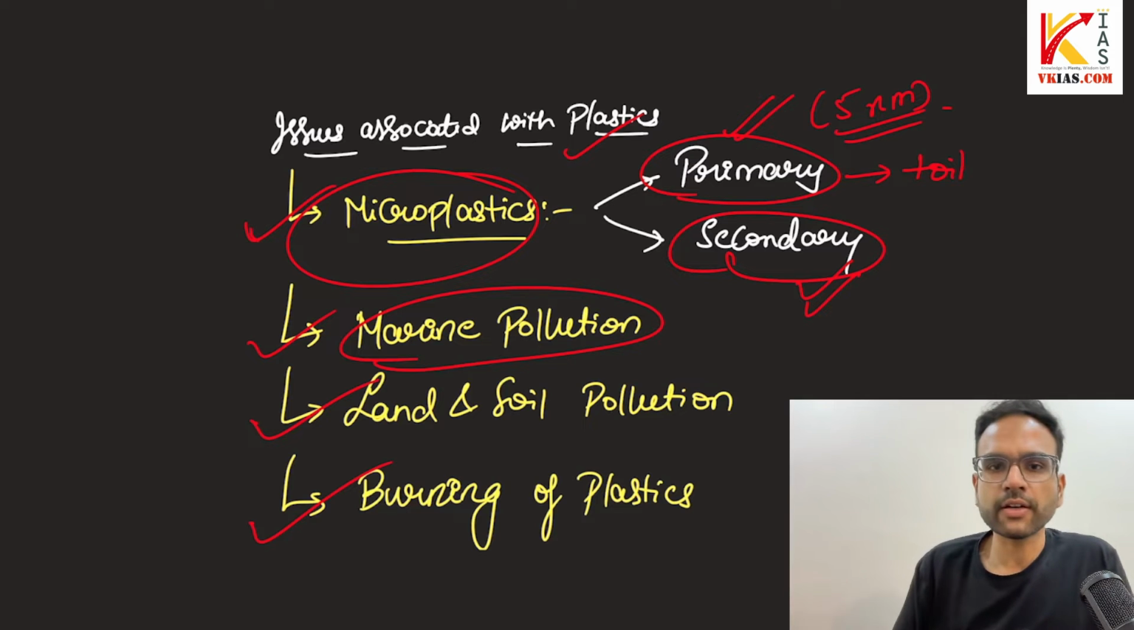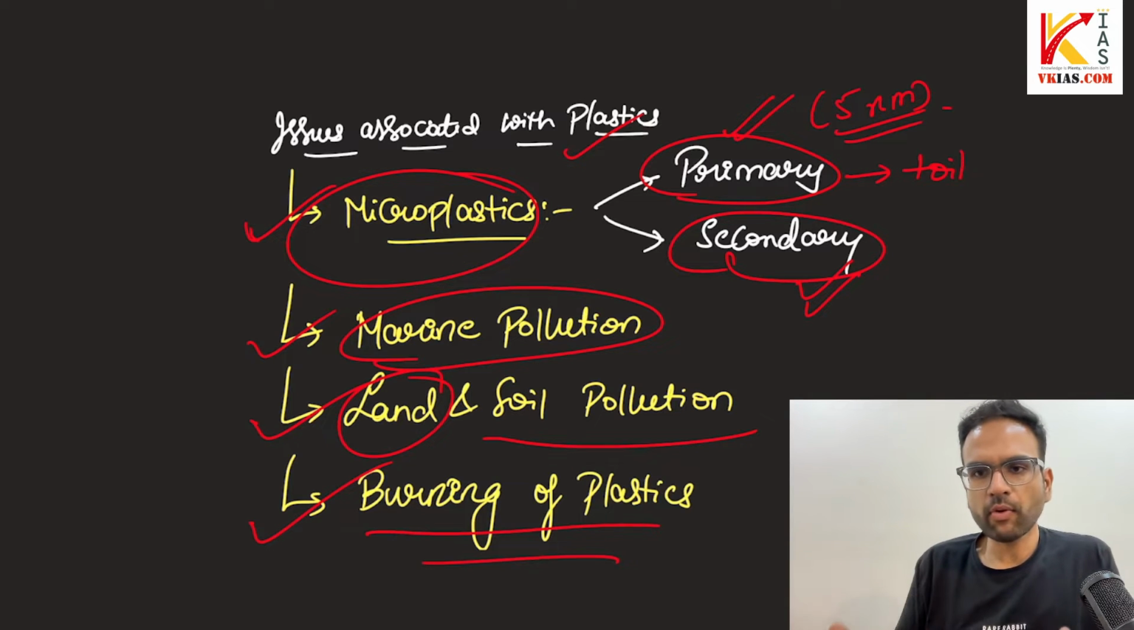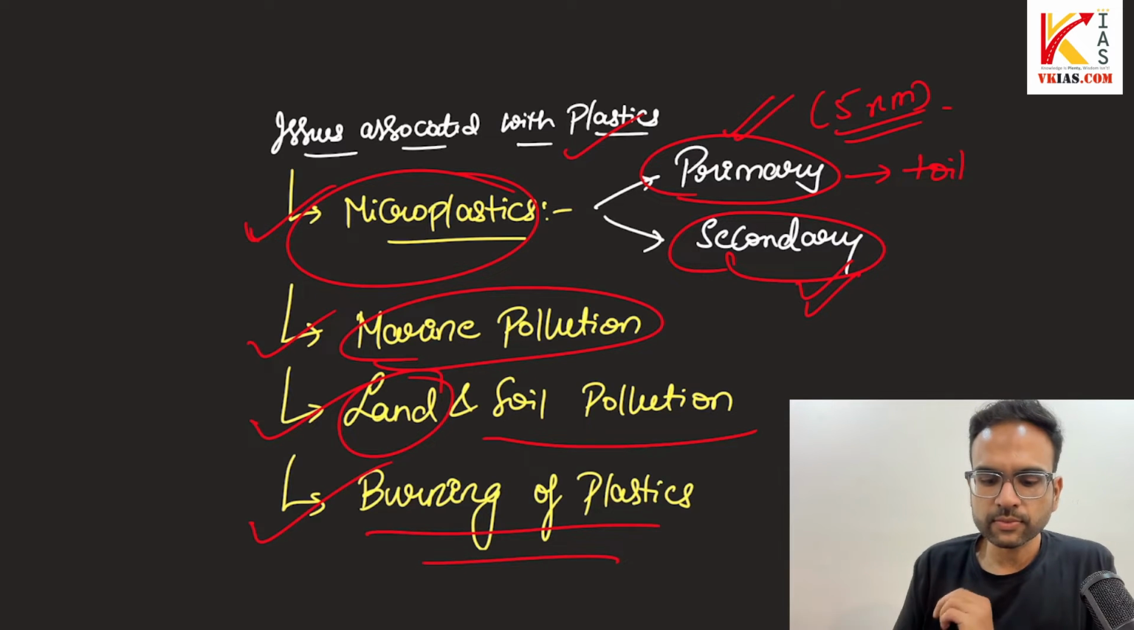Even human beings are affected. The quality of soil and the quality of land, all of that are affected by plastic. And burning of plastics is not an option like we've already discussed because it's very harmful. So how do we deal with this?